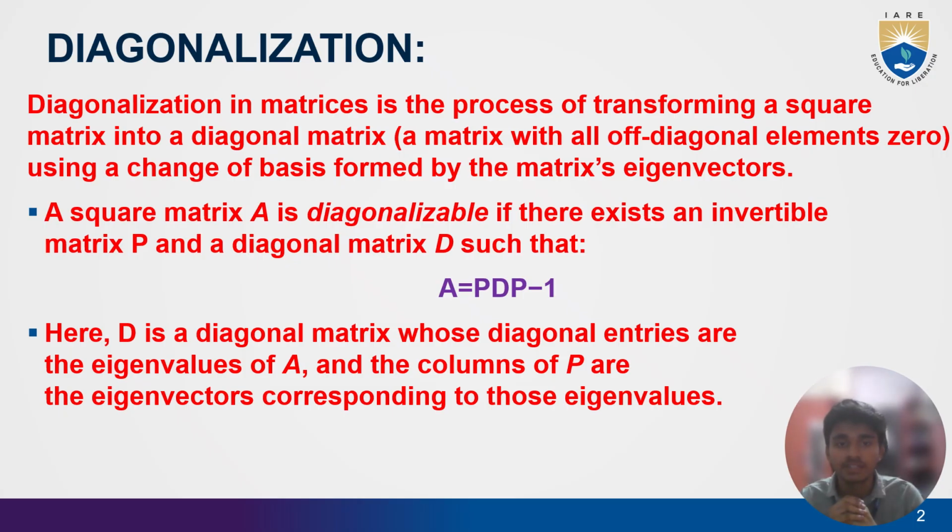Diagonalization in matrices is a process of transforming a square matrix into a diagonal matrix, a matrix with all off-diagonal elements zero, using a change of basis formed by the matrix's eigenvectors. A square matrix A is diagonalizable if there exists an invertible matrix P and a diagonal matrix D such that A is equal to P D P inverse. Here D is the diagonal matrix whose diagonal entries are the eigenvalues of A, and the columns of P are the eigenvectors corresponding to those eigenvalues.